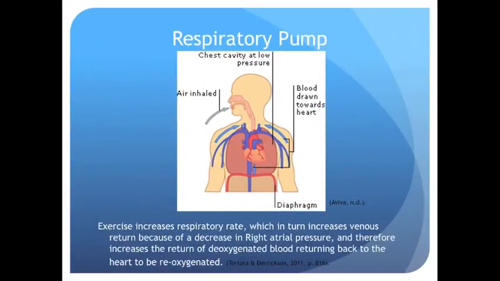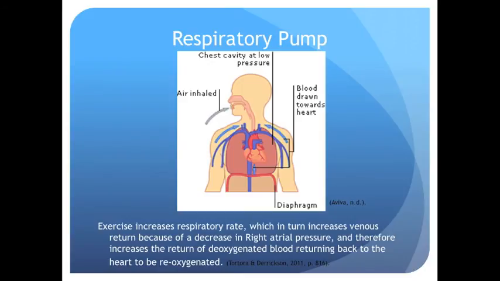The respiratory pump is also based on alternating compression and decompression of veins. During inhalation, the diaphragm moves downward, which causes a decrease in pressure in the thoracic cavity and an increase in pressure in the abdominal cavity. This results in abdominal veins being compressed and a greater volume of blood moving from the compressed abdominal veins into the decompressed thoracic veins and then into the right atrium.